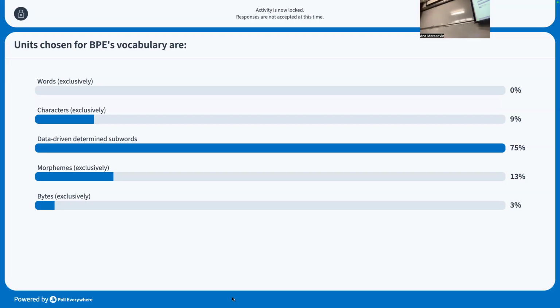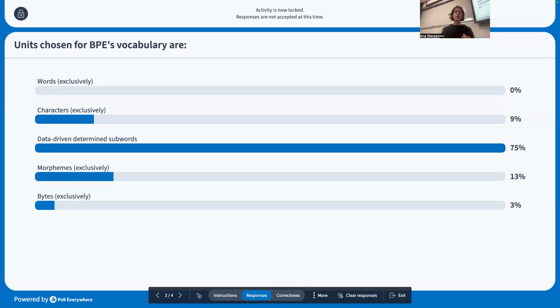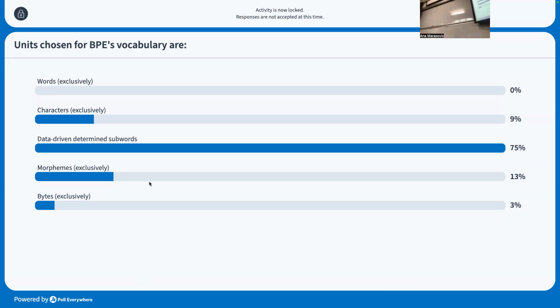The other options are not true because I emphasize here "exclusively", right? Although your token in your vocabulary might be a word in the end or a character, it's not that we end up with exclusively characters, morphemes, or words. So please, if you have selected those other options, this is an important bit to remember: BPE is learning the vocabulary in a data-driven way, not by us manually deciding what the units of the vocab are going to be.